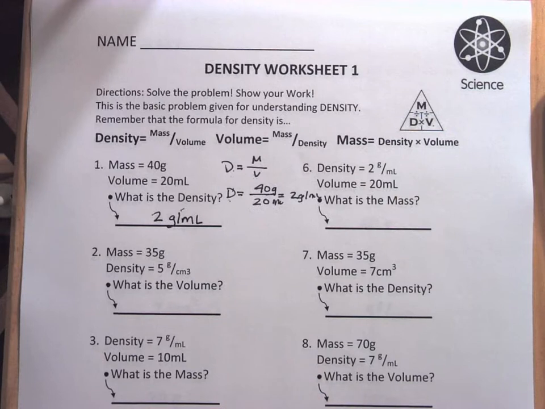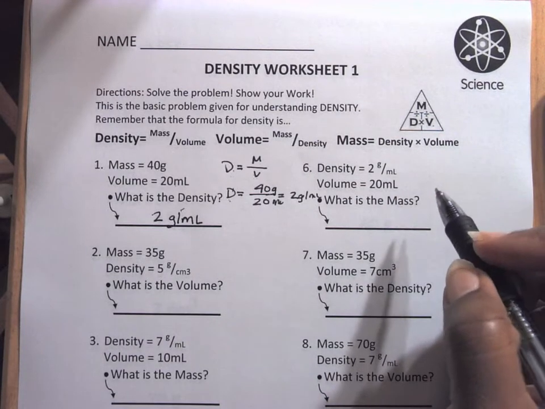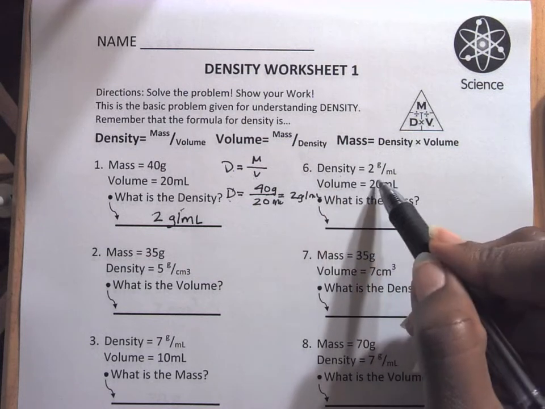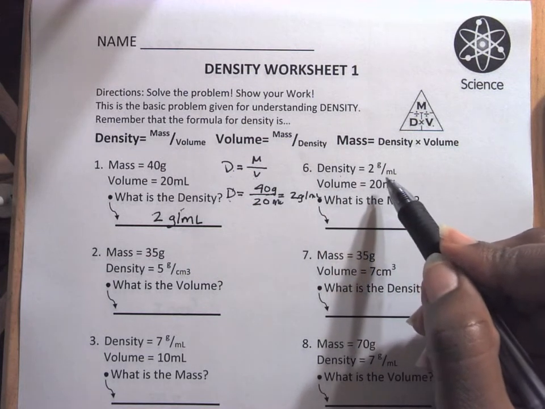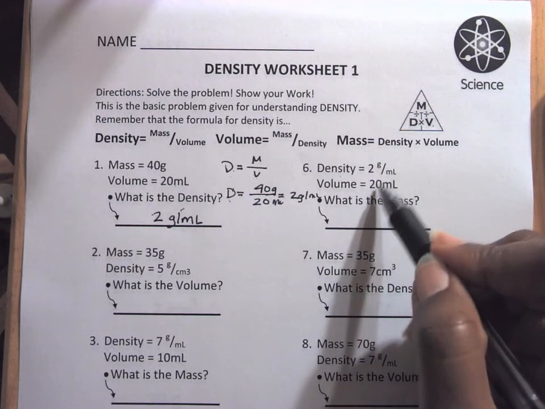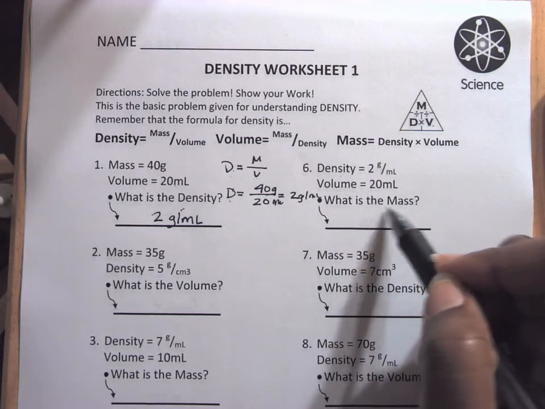I'm going to do one more example for you, and then I'll show you how to solve this using algebra. So the next example I'll do is number 6. In this case, you're given the density, and you're given the volume. So you have values, numerical values for those, right? And you're looking to find the mass.